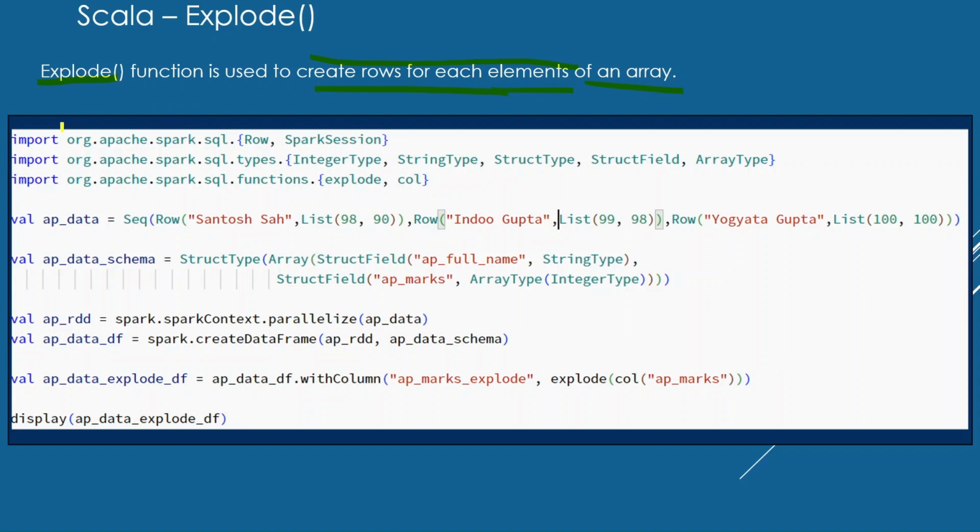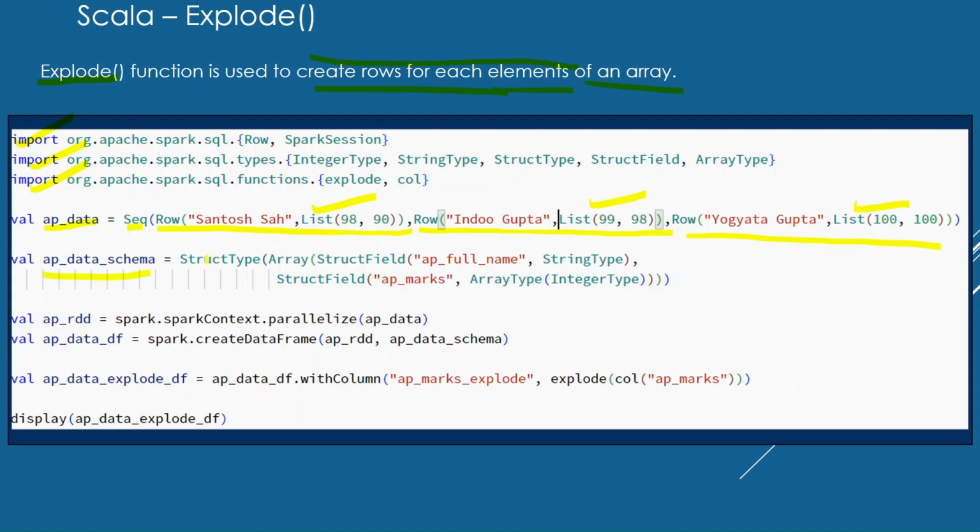So in this exercise, I am importing all the required libraries. I am creating one variable that will hold the data. With the help of a sequence, I am storing 3 row objects in it. Each row object has a list element, and that list element we will convert into an array.